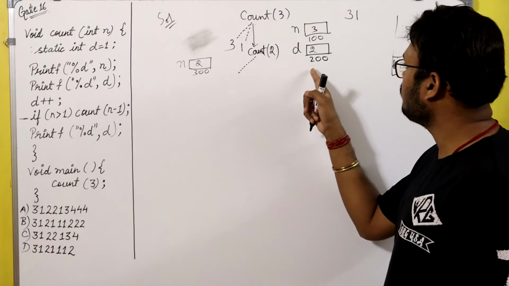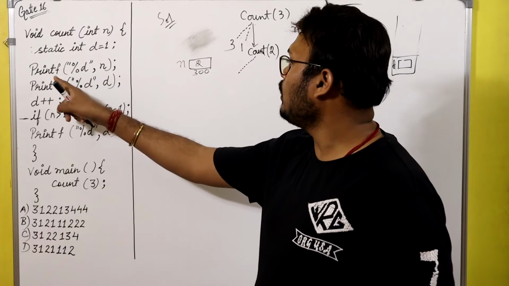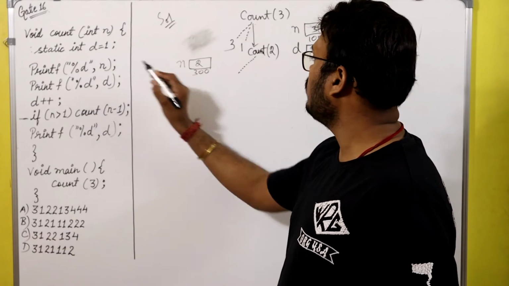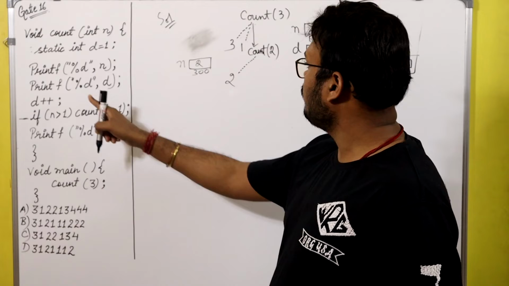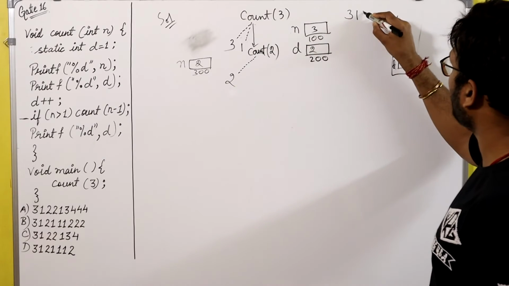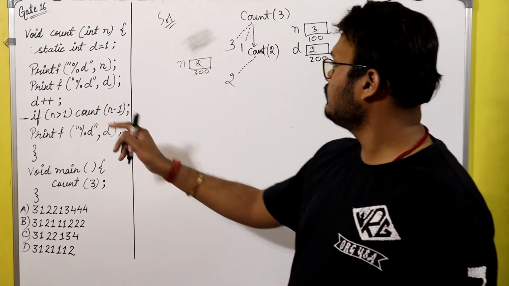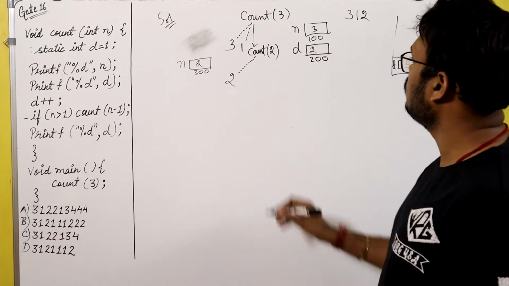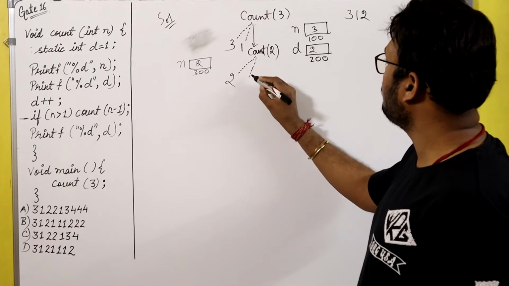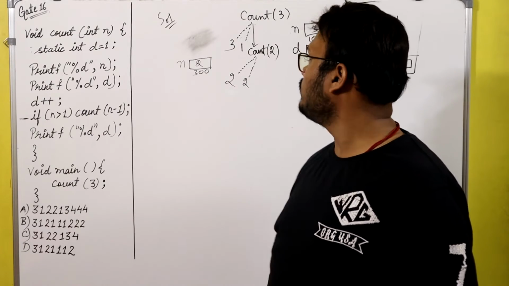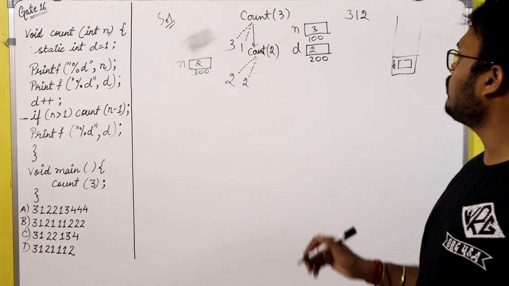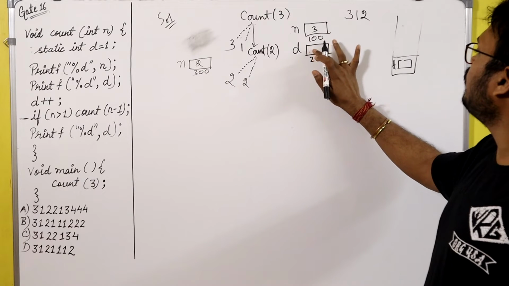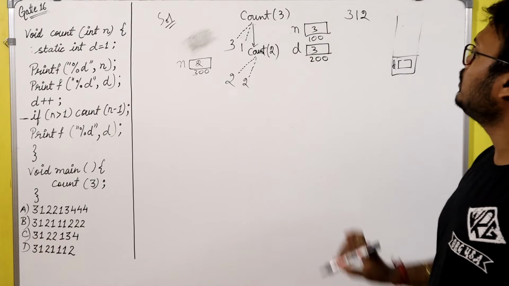Now because the value of d is 2, printf %d of n means the value of n will be printed, that is 2. Let's write here 2. And after that, printf %d of d. What is the value of d? The value of d is 2. So now 2 will be printed. Then d++ means the static variable d will be incremented by 1, from 2 to 3. So it will become 3.